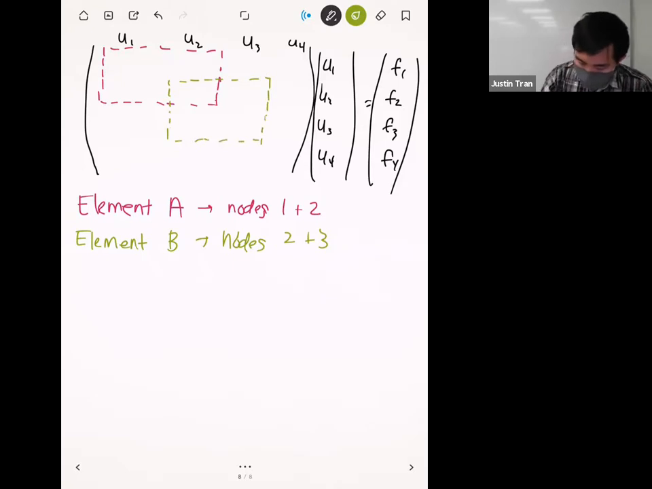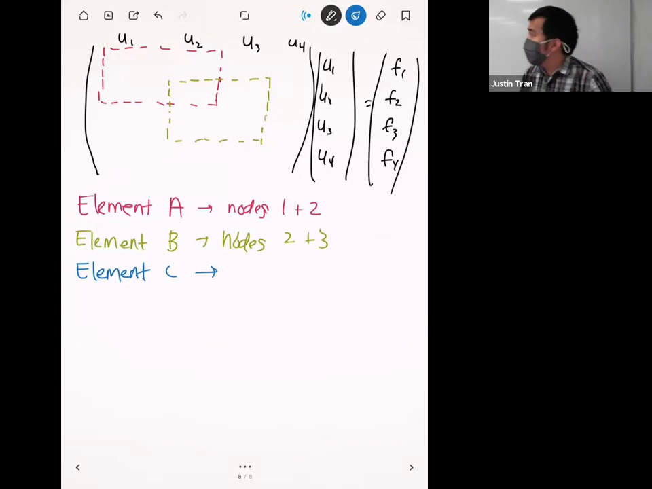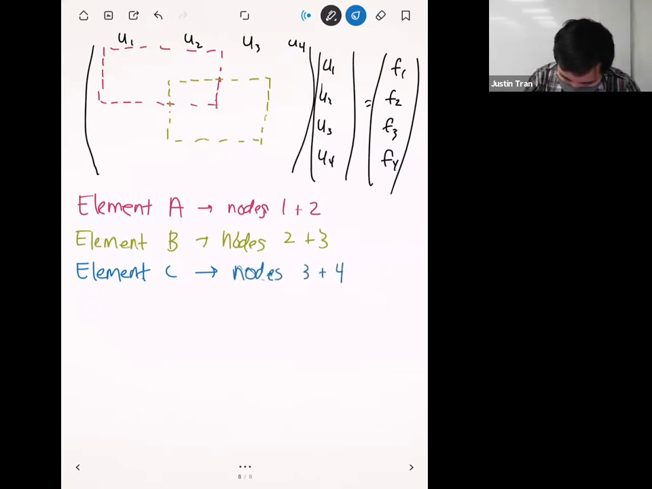And then finally, we have element C. And so element C works on nodes 3 and 4. And so that region is going to be this one right here. All right, and so let's go ahead and fill in the values. Let me go ahead and fill in the rest of what's not boxed with zeros.